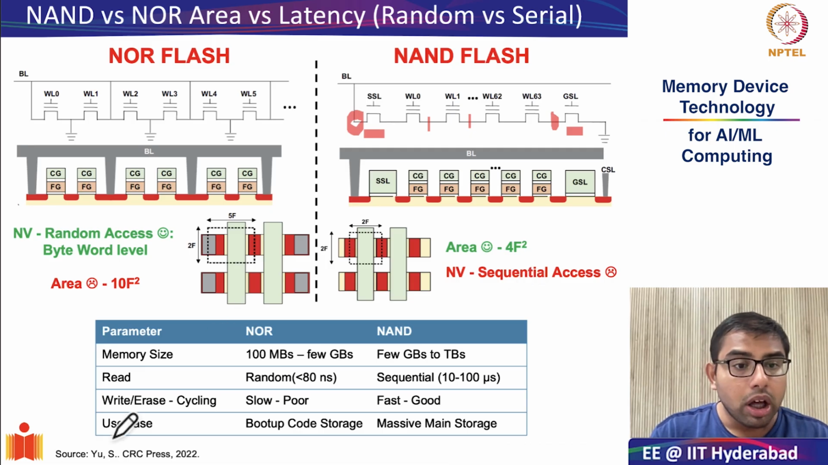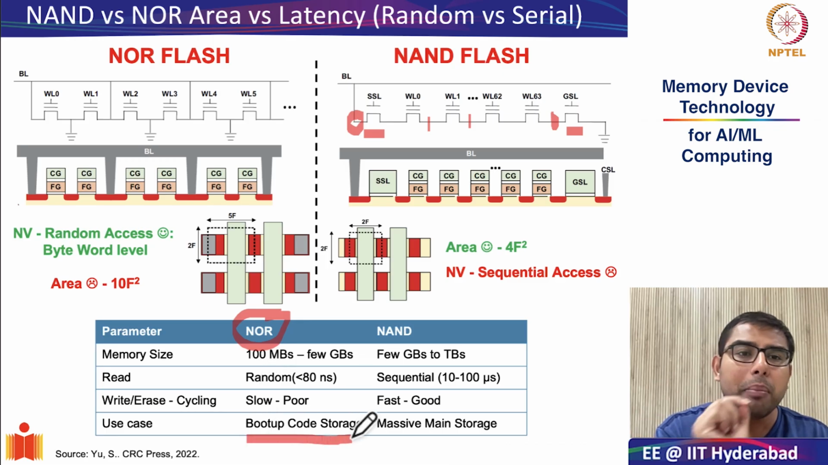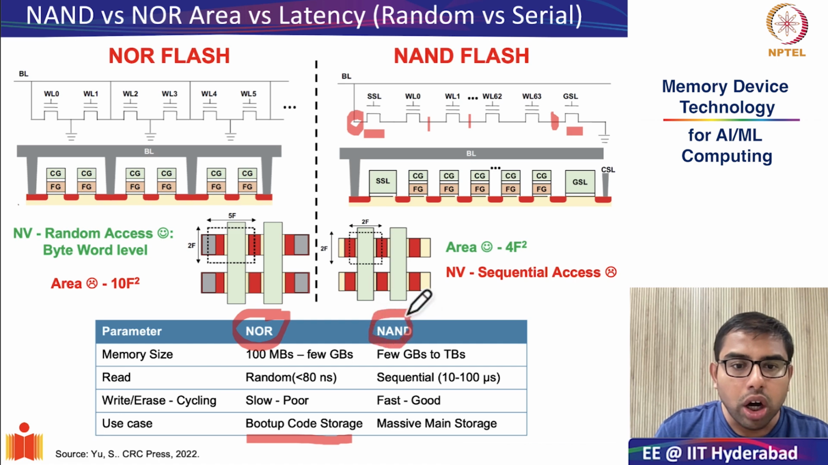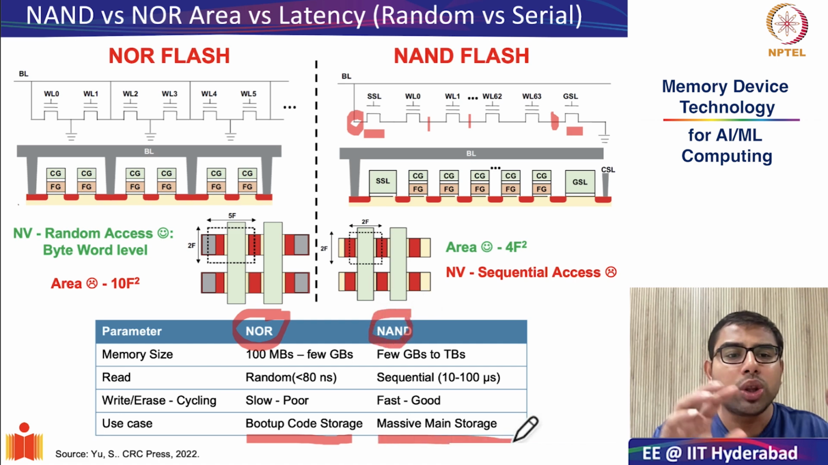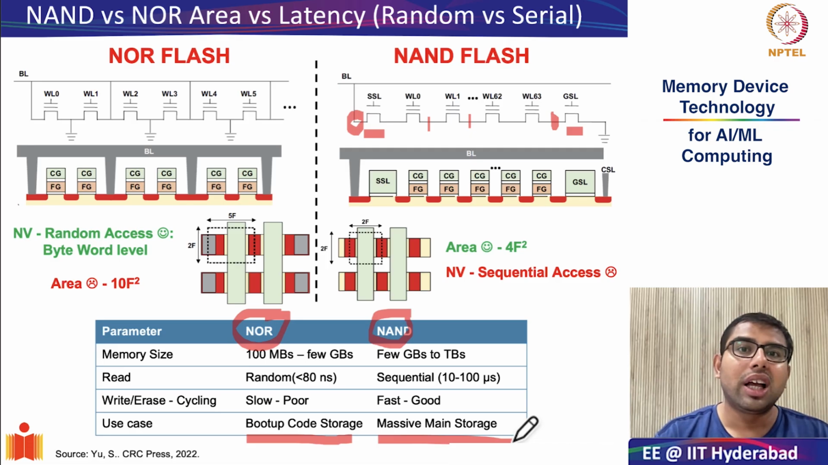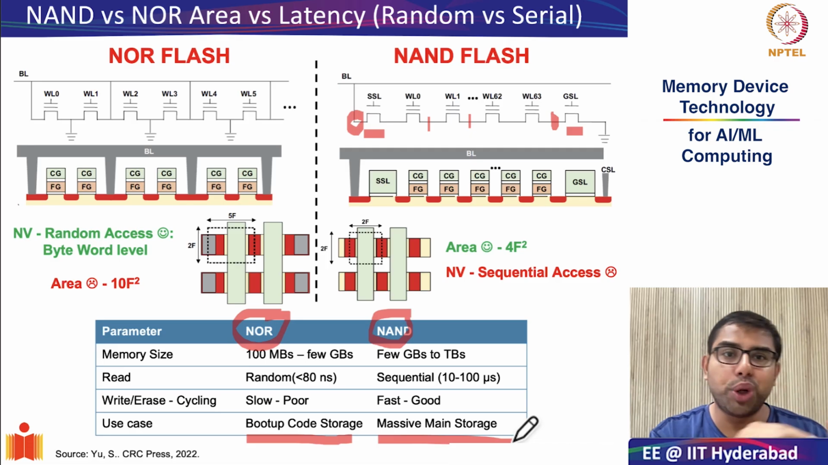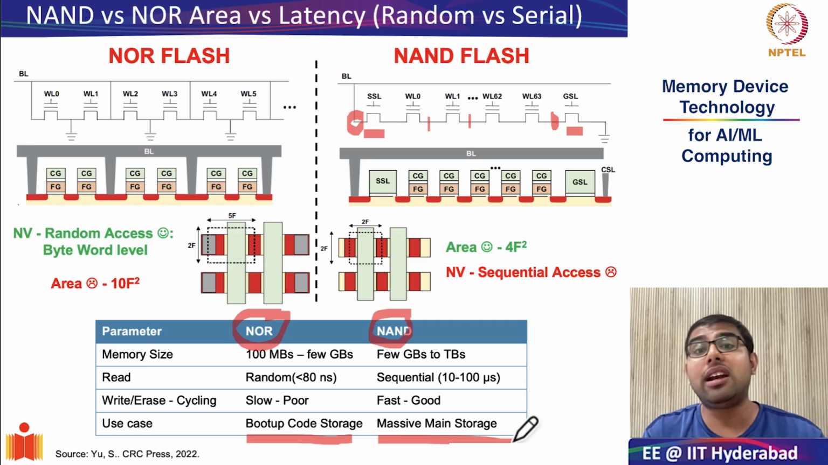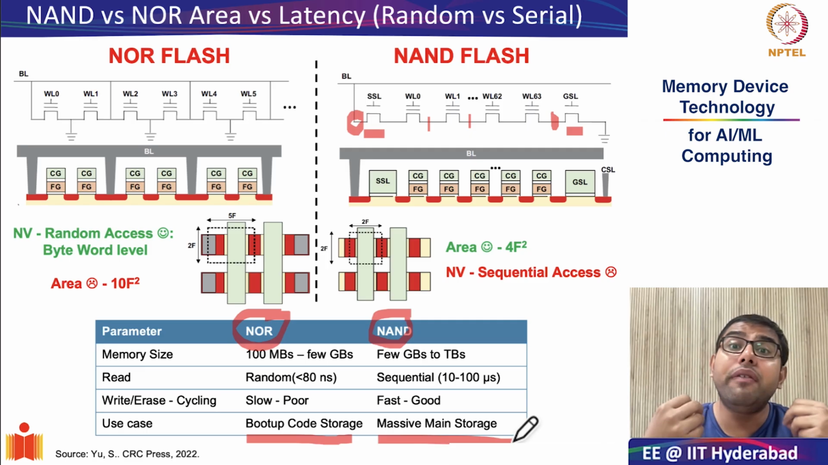So as we can see, whereas the NOR flash is implemented for storing a very tiny amount of code, which is the boot up code, which is immediately required, where you cannot compromise on the latency, the NAND flash is used for having massive main storage. The point we have to emphasize is, although the storage element, the flash cell, is identical, just by virtue of being arranged in different manners in the array architecture, their behavior completely changes.